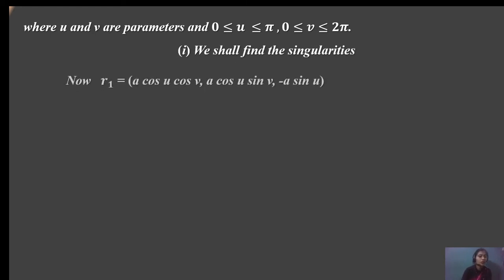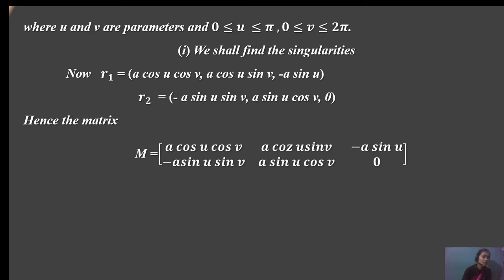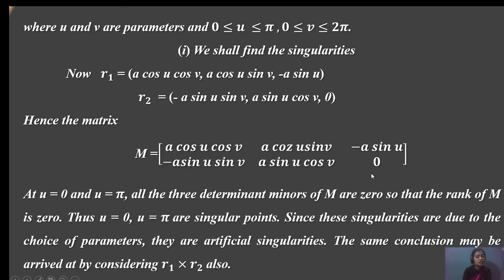Hence we shall find the singularities. Now r1 equals (a cos u cos v, a cos u sin v, minus a sin u), and r2 equals (minus a sin u sin v, a sin u cos v, 0). Hence the matrix equation will be: first row a cos u cos v, a cos u sin v, minus a sin u, and second row minus a sin u sin v, a sin u cos v, 0.